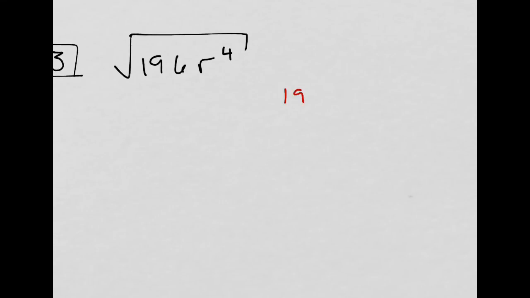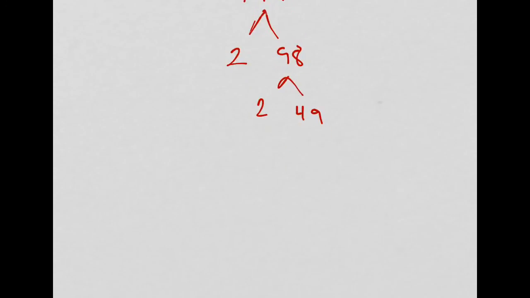196. It's even, so I can definitely just divide it by 2. That's the first thing that I think of. And 196 divided by 2 is 98. And you can't break the 2 down anymore. That I can also divide by 2. That's going to be 49. Oh, look at that. And I have 7 and 7.